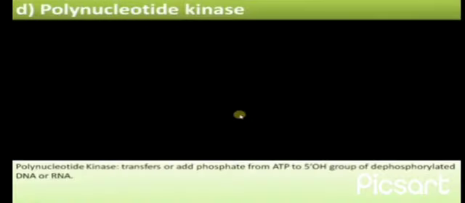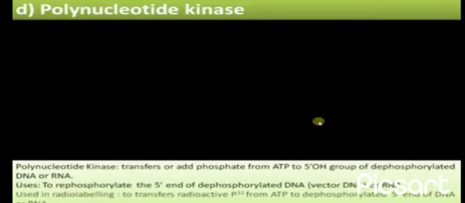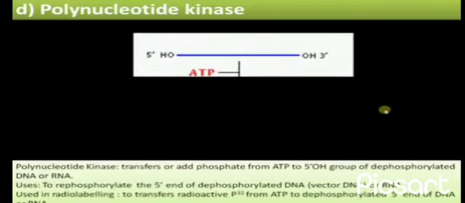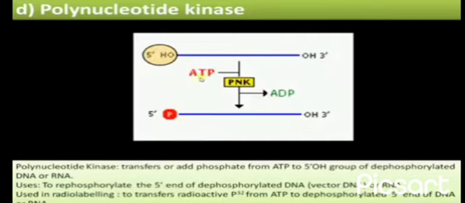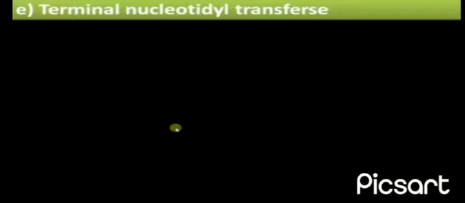Then we have the polynucleotide kinase. This polynucleotide kinase transfers or adds phosphate from ATP to the 5' end of dephosphorylated DNA or RNA. So this is the dephosphorylated DNA. So we use the radiolabeled phosphate here, that is the P32 from ATP, to add the phosphate group at the dephosphorylated 5' OH group. In this way we add the phosphate group at the dephosphorylated 5' OH group.